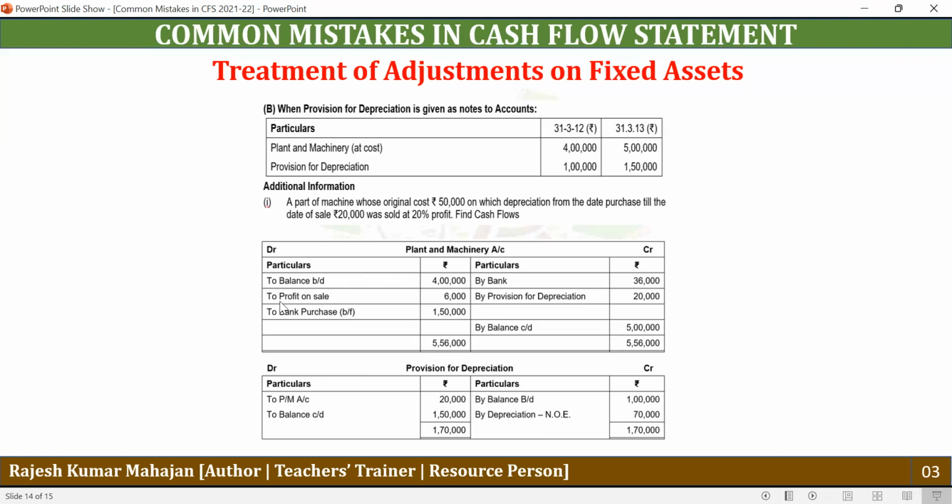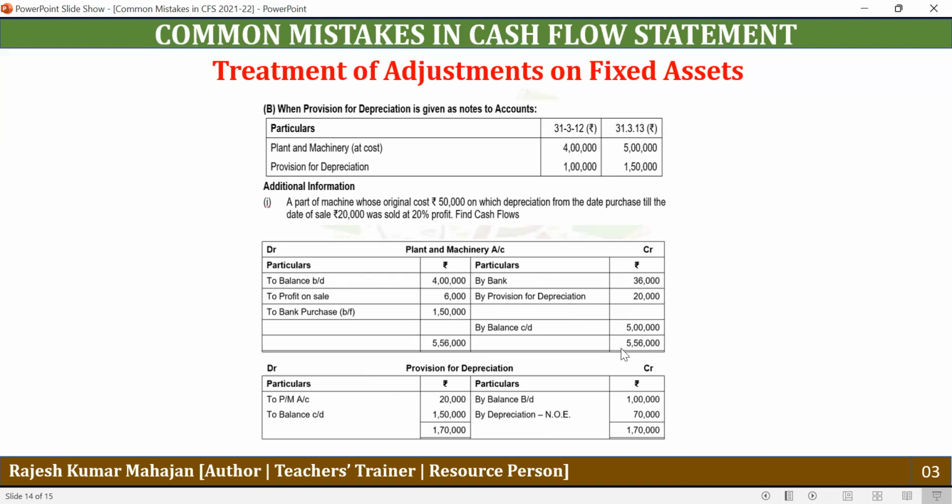So on the debit side, we will show to profit on sale, 6,000 rupees. Now after that, we will write by profit depreciation, 20,000 rupees. And after writing profit depreciation, we will close it. We will make a total, and the total is 5,56,000.